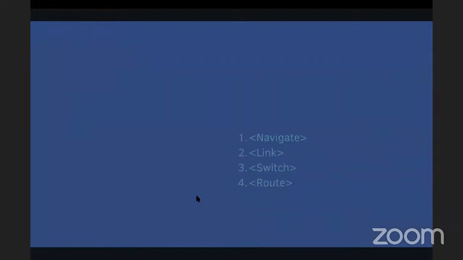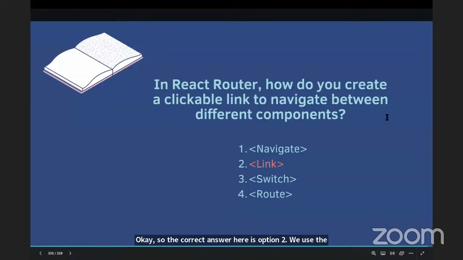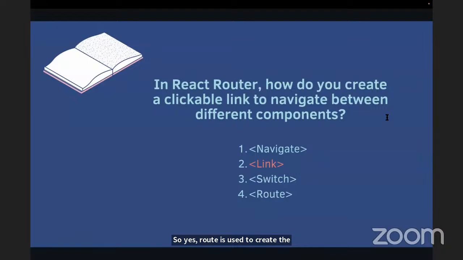Okay, so the correct answer here is option two. We use the link tag. We have used this a lot of times. Route is used to create the path, but link is used to create a clickable link. Route does not give us a clickable link. If you see here, the question talks about clickable links. It does not talk about path. So link is the correct answer.